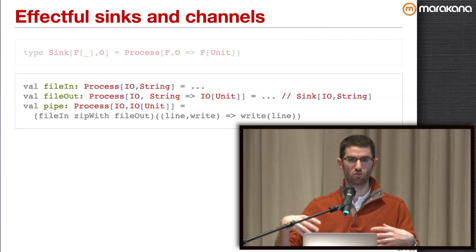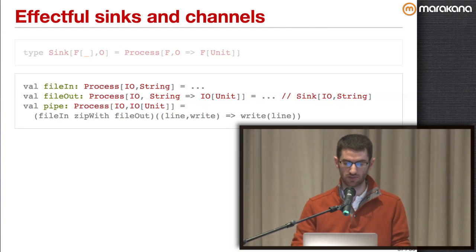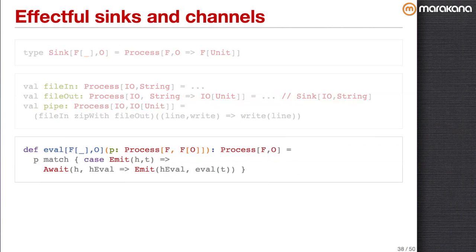So how do we actually run all those IO actions? Well, it turns out there's this function that you can define, eval, which you can actually define for any F type. It doesn't care. And all we're going to do, so this is the relevant case here, is right before we emit a value in the process, we're going to await to basically request that the driver evaluate that action. And then when we have the result of that action, we're then going to emit that.